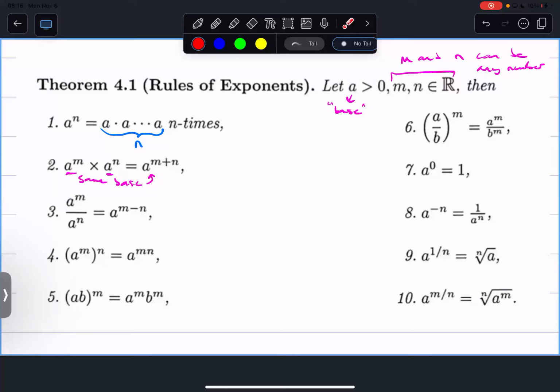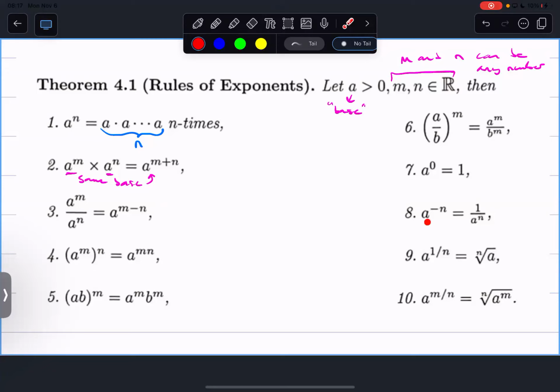Now, you don't really need rule 3. Why? Because 3 is a special case of 2. If you have a to the power of m minus n, what is that? You can rewrite that as m plus negative n, and a to the power of negative n bumps it down into the denominator.